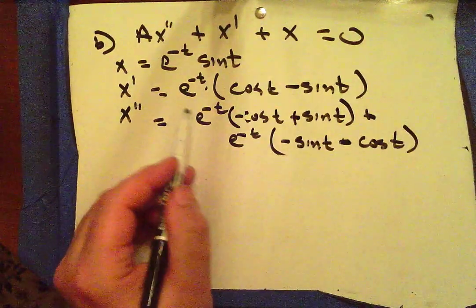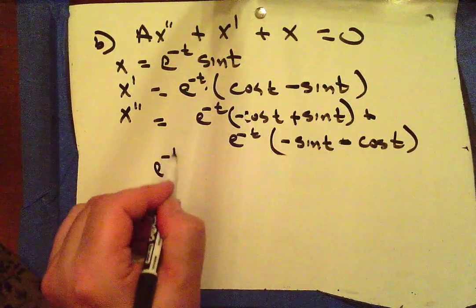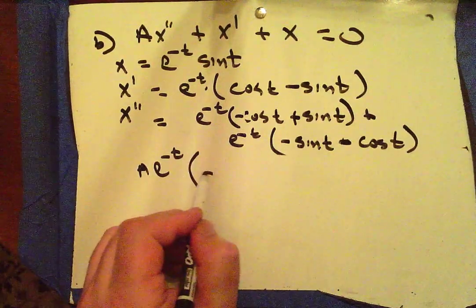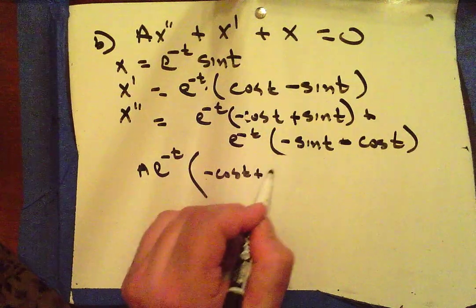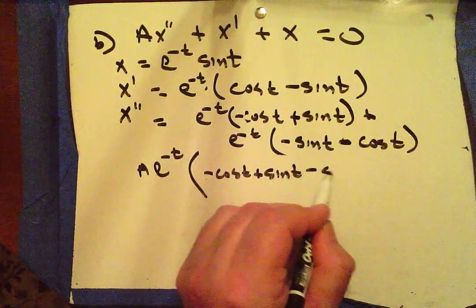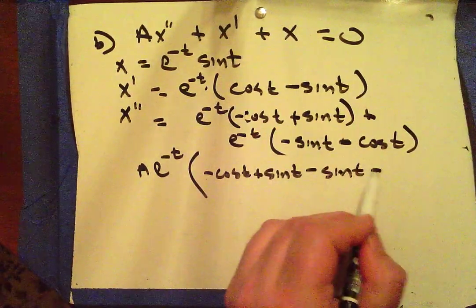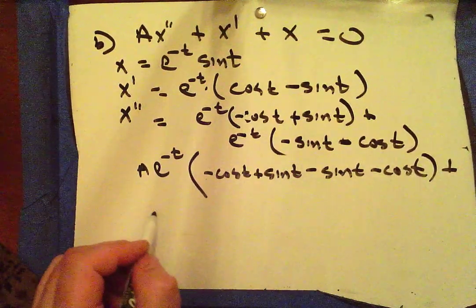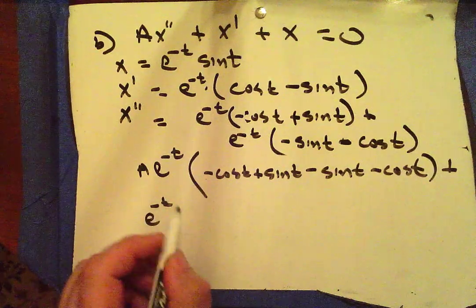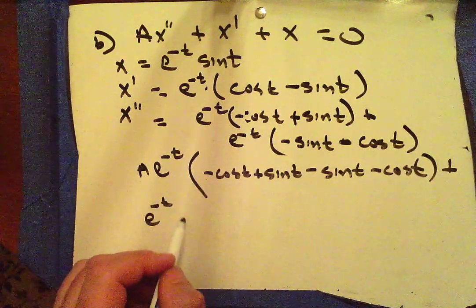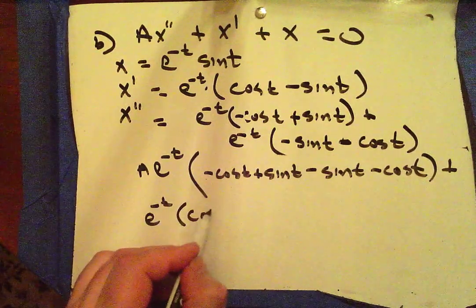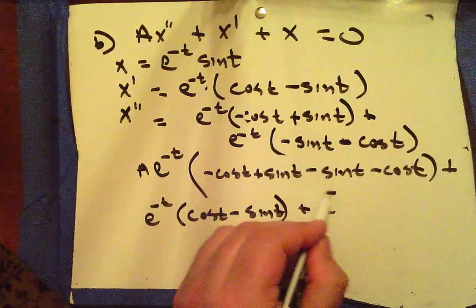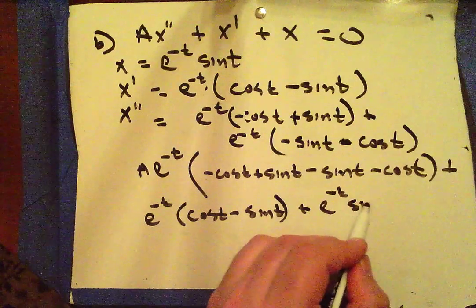Okay, now I can factor out the e to the minus t, shove an a there, and I've got negative cosine t plus sine t minus sine t minus cosine t. I think that's where my sign mistake was. And then I have an e to the minus t cosine t minus sine t, and then an e to the minus t sine t.